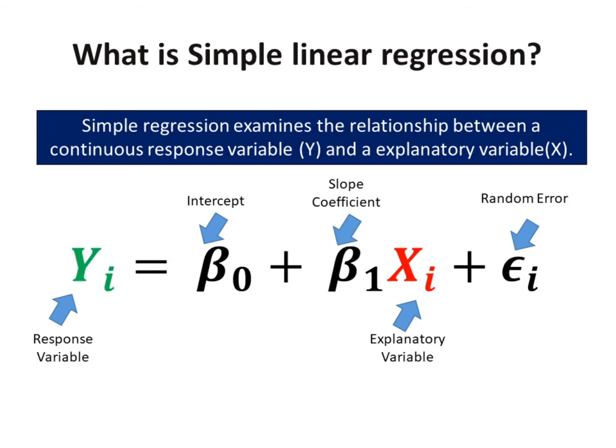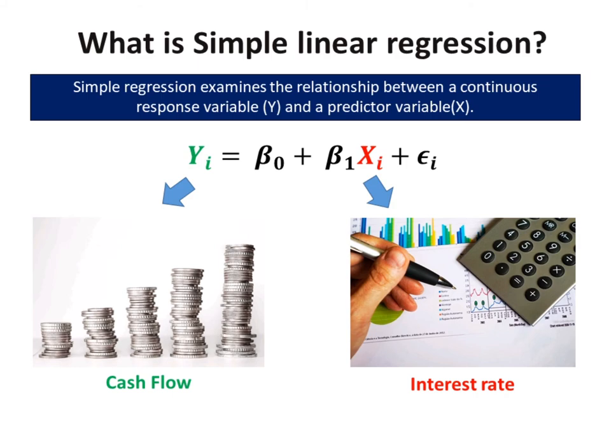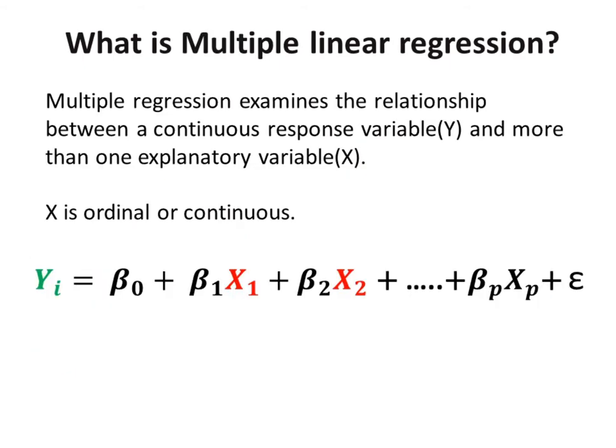We frequently encounter numeric variables that seem to be related. For example, financial officers predict future cash flows based on specified values of interest rates. On the other hand, multiple regression examines the relationship between a continuous response variable y and more than one explanatory variable x. X is ordinal or continuous.